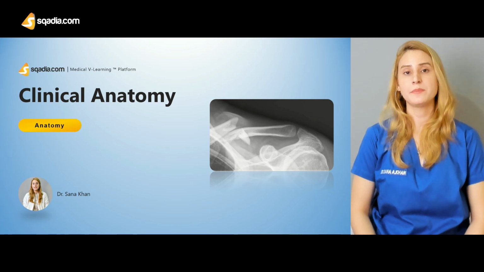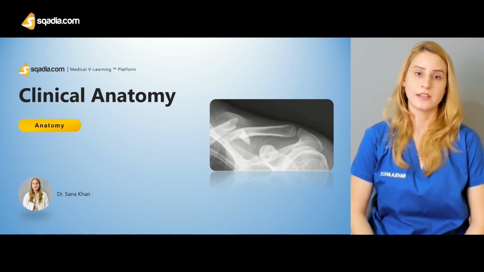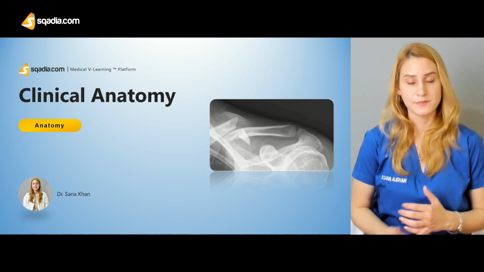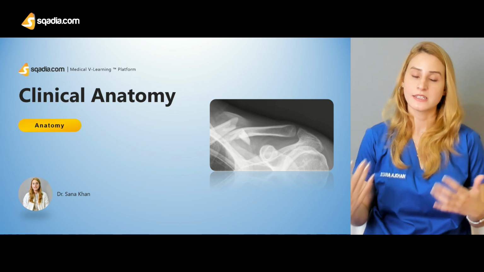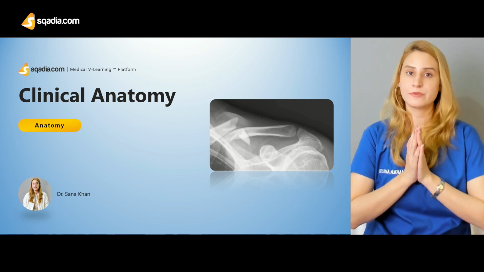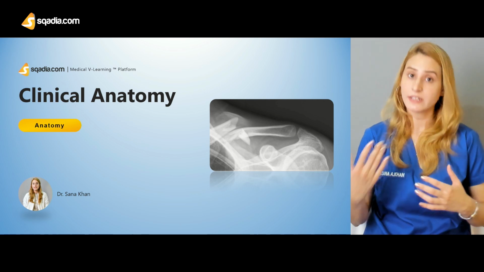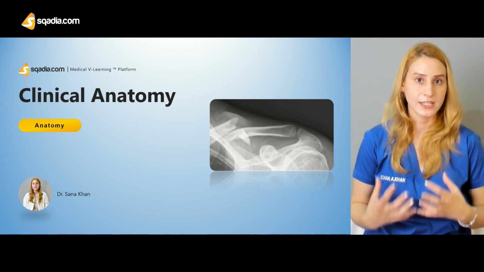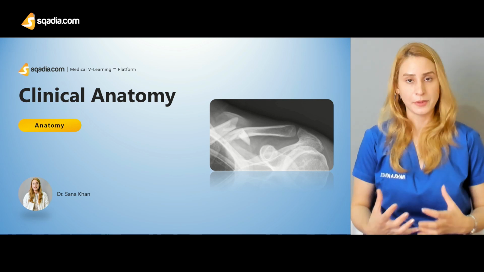Now, when we are done with the basic anatomy of the collarbone, which is the clavicle, and we have talked about its surfaces, its borders, the medial and lateral ends, and its attachments, there's another important part which needs to be discussed here. That is the clinical anatomy and the clinical implication of this collarbone.